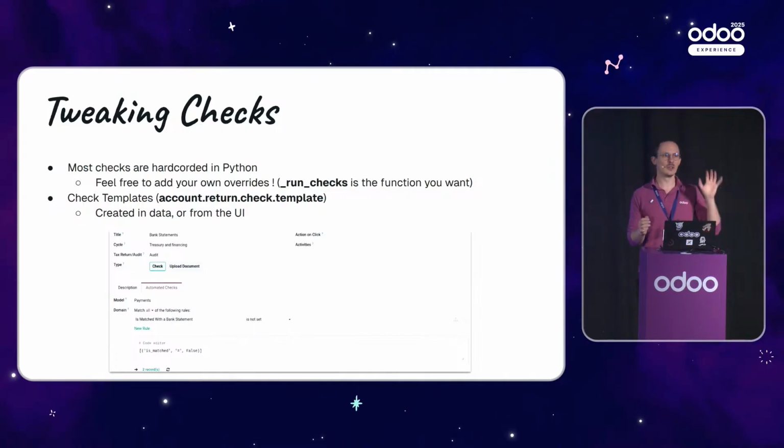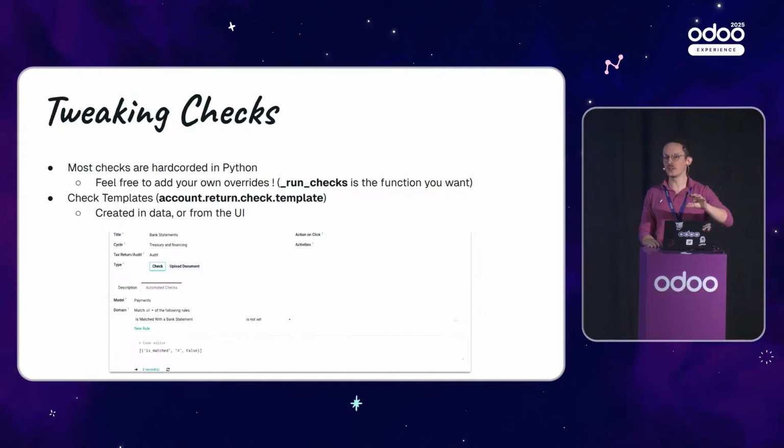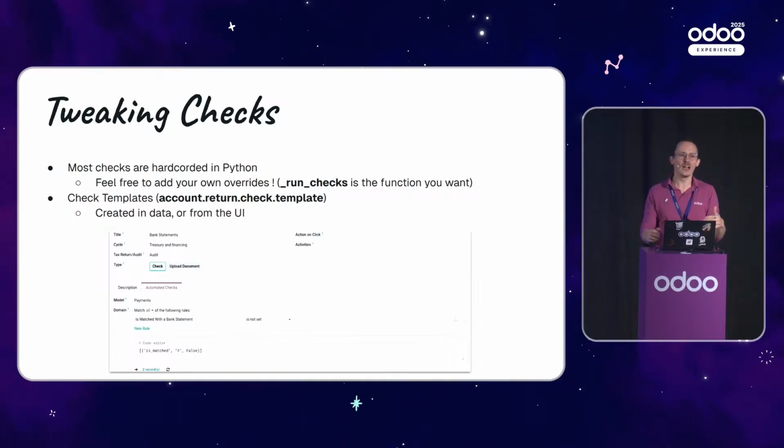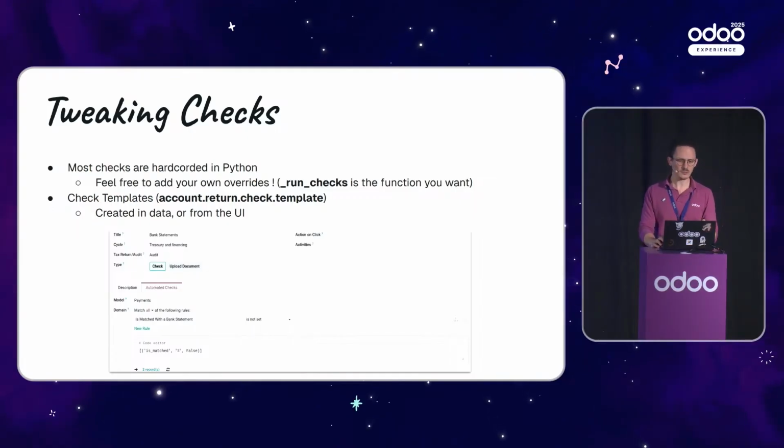Basically, it's very simple. You define a model, a domain on that model, and so anything matching this domain will be considered as causing a failure of the test. And of course, when you click to see what is behind this check, well, you will see the failing records and you will be able again to take action and fix it the usual way.